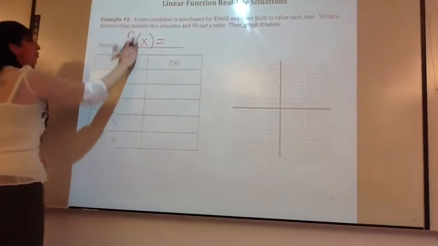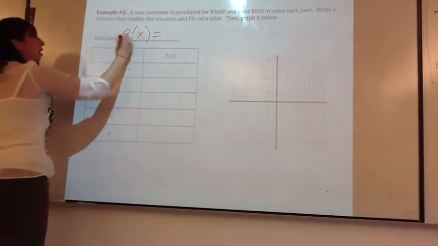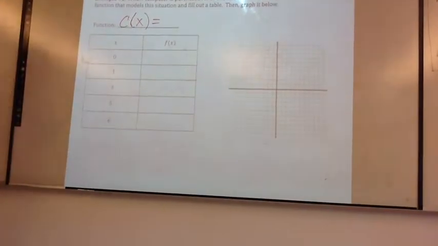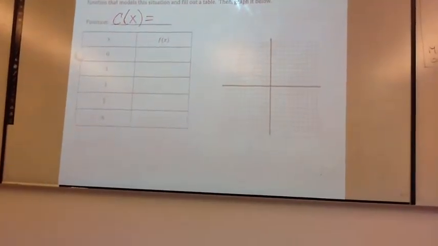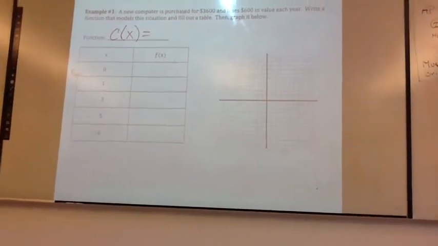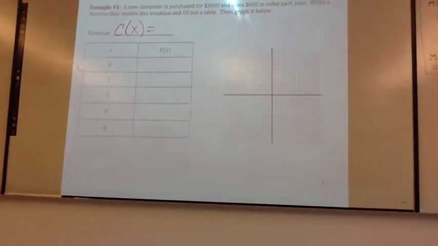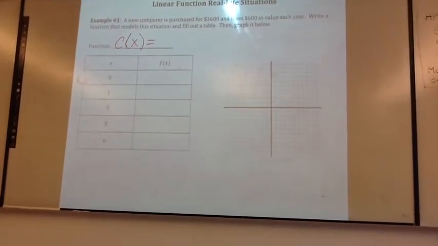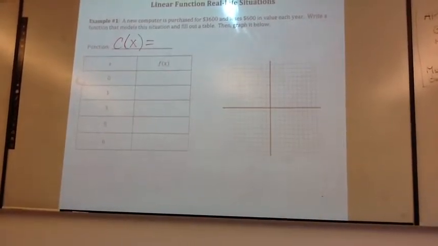Good. Hey, by the way, it's not just f of x. You can call it whatever you want. Since it represents a computer, I'm going to call it c of x. Okay? It means the same exact thing. G of x, h of x, k of x. It's all just function notation. All right, we're starting at $3,600.